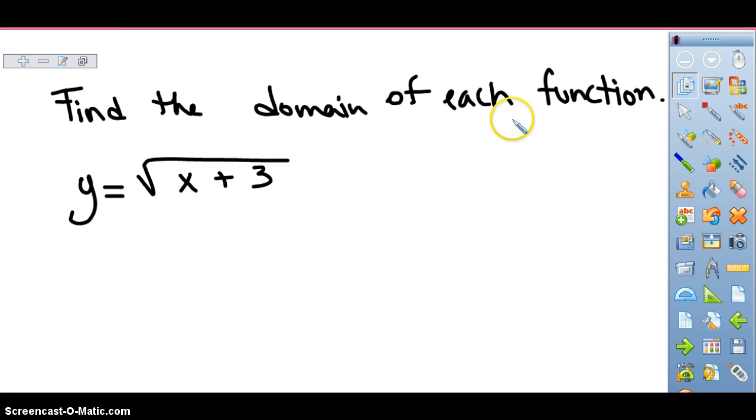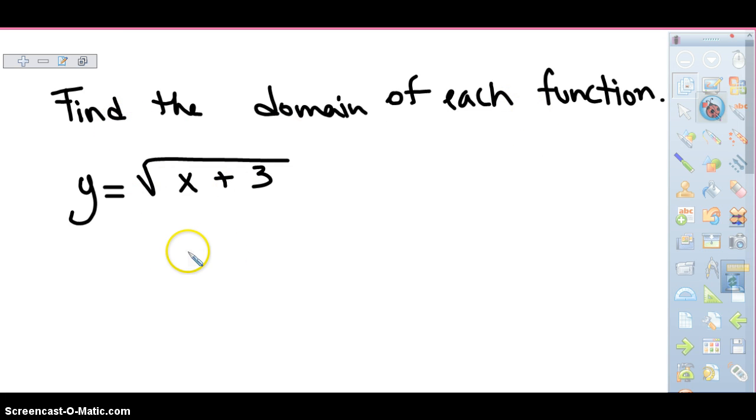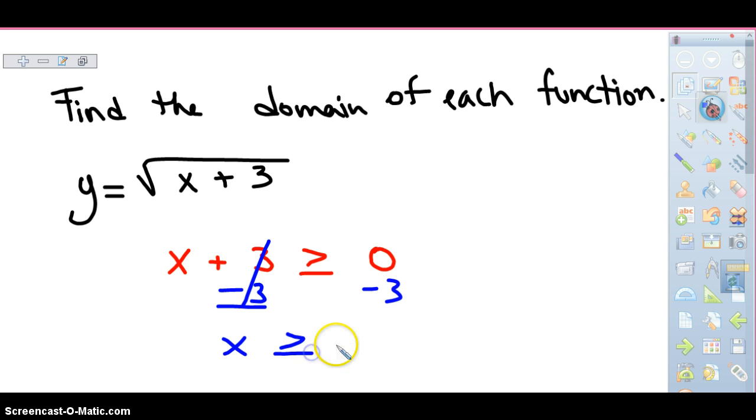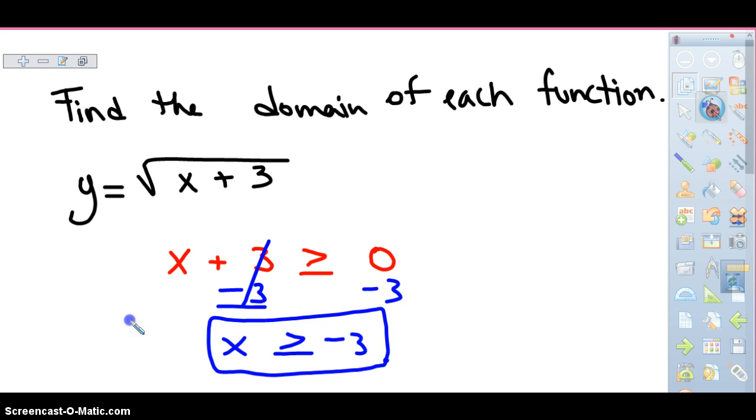If we have to find the domain of the function, we can set the radicand as greater than or equal to 0, because remember that the radicand cannot be a negative number. If we solve this, minus 3, we can see that x is greater than or equal to negative 3. That means that the domain is the set of all those numbers greater than or equal to negative 3. This is the domain.